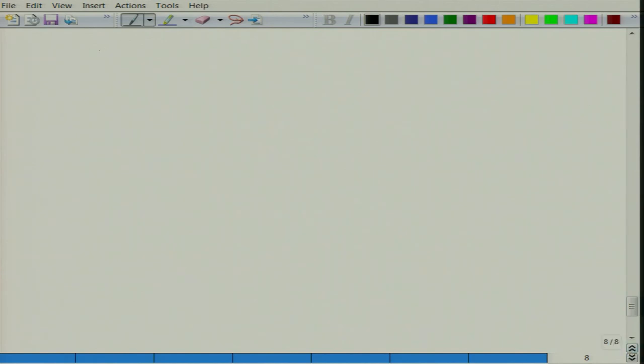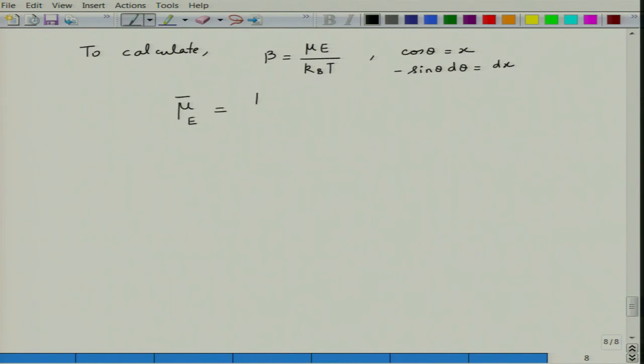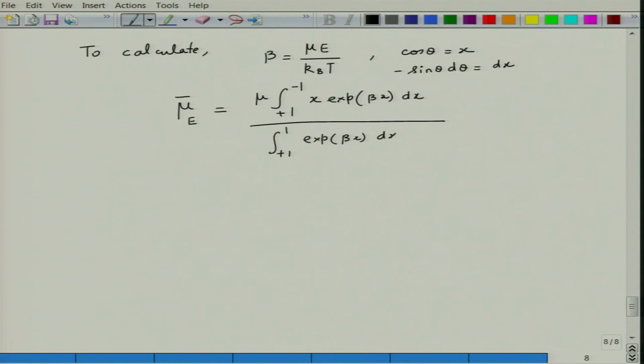So in this case, to calculate, we make an estimation first. Let's assume a constant beta, which is equal to mu e divided by kB T, and we take cos theta as equal to x. If cos theta is equal to x, minus sin theta d theta will become equal to dx. If you make these substitutions in the above equation, we get mu e bar is equal to mu into, so accordingly the limits will also change. They will go from plus 1 to minus 1, that is x exponential of beta x dx divided by plus 1 to minus 1 integral exponential of beta x dx.